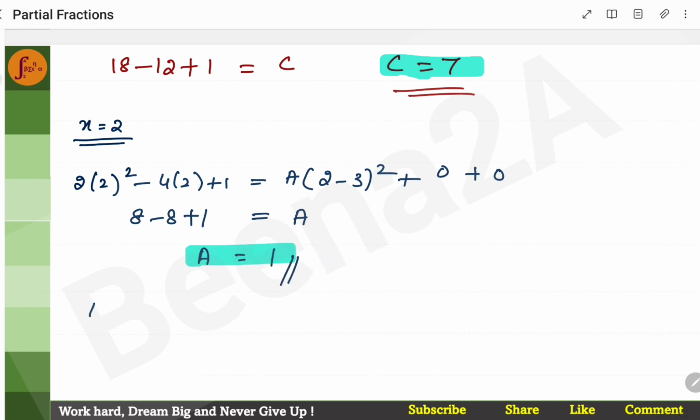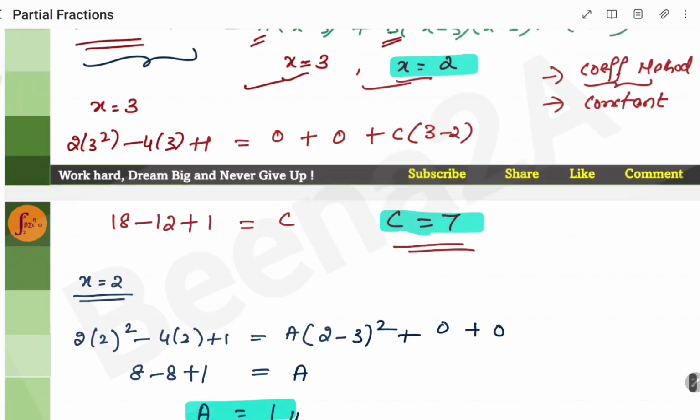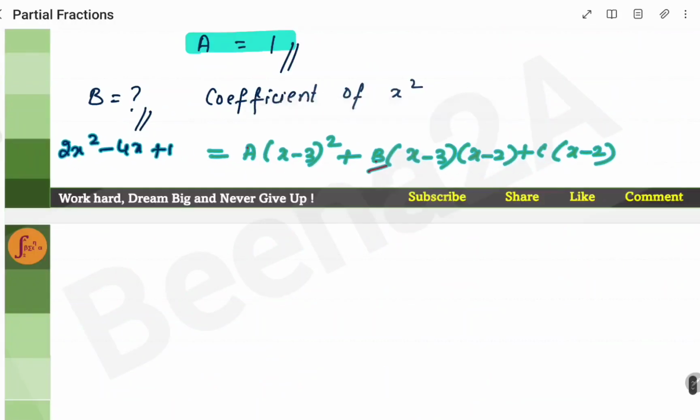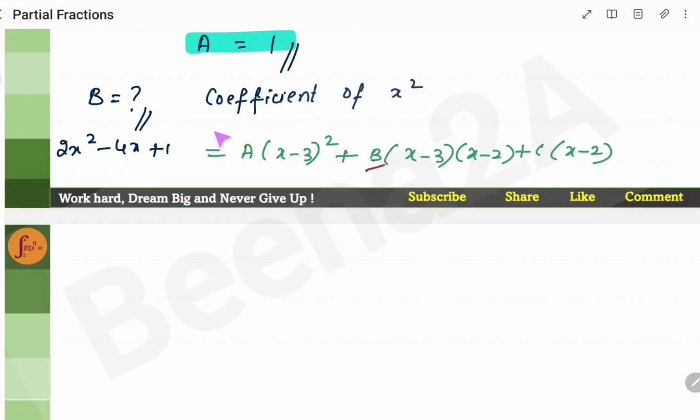Now, how do we find the value of B, right? This is where we use coefficient method. We find coefficient of x square, right? We take this expression, take the coefficient of x square. Now, what is the coefficient of x square? It is the number next to x square, right?